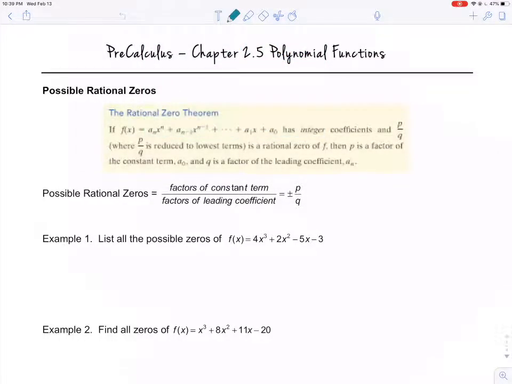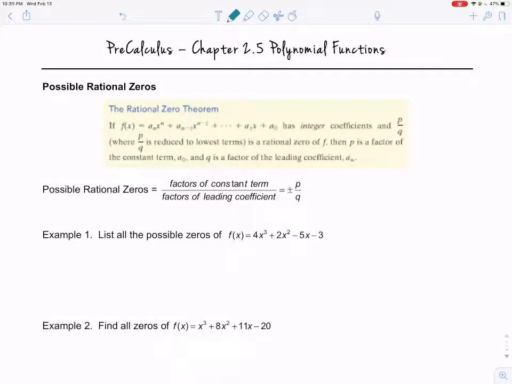So for example, in example 1, we're looking at 4x cubed plus 2x squared minus 5x minus 3. This function will not factor in any simple way. It may have easy integer or even rational answers, but we aren't going to be able to find those easily through factoring. And since it's a cubic function, we can't use a quadratic formula. So we need another method. That's where the rational zero theorem comes in.